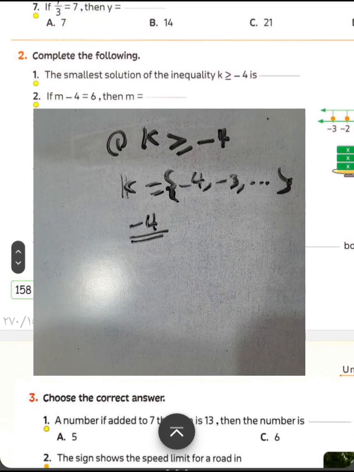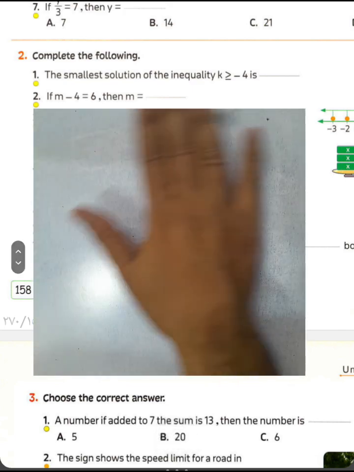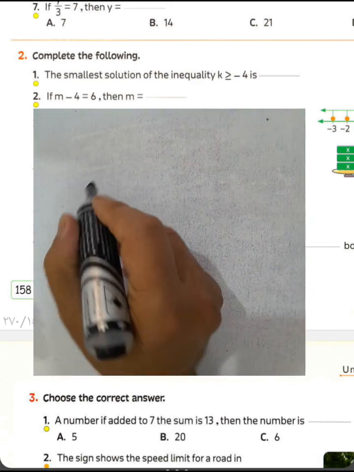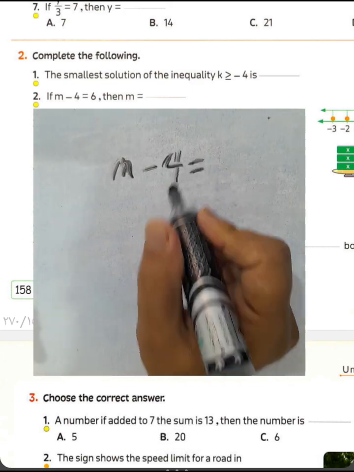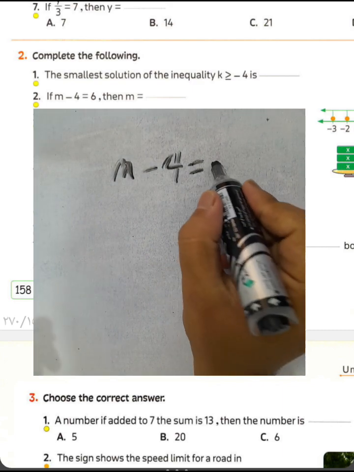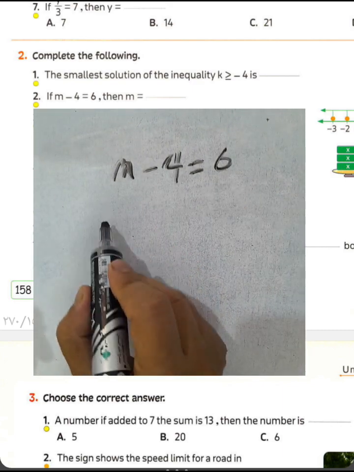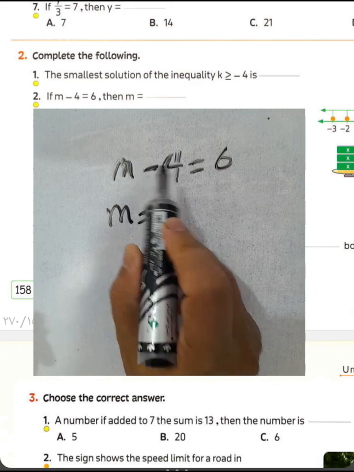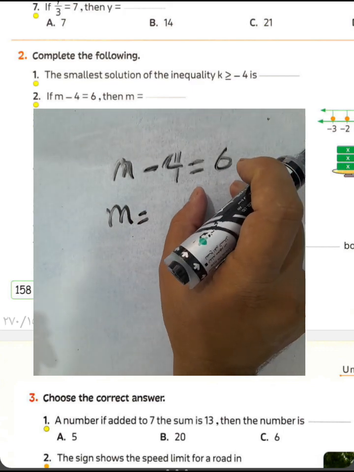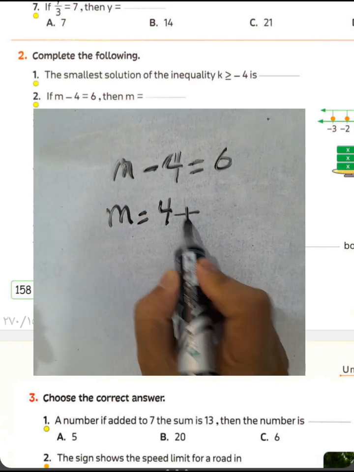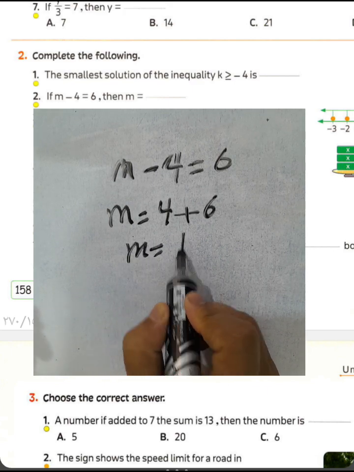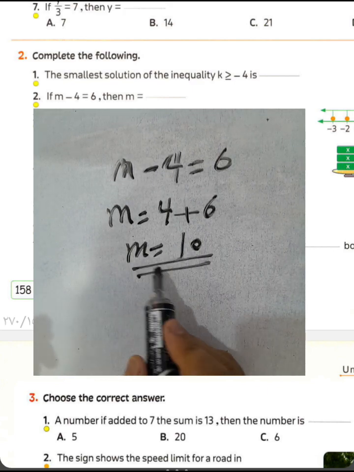Question number 2. If m minus 4 equals 6, then m equals what? m minus 4 equals 6. We want to find the minuend here. The minuend m equals the subtrahend plus the difference between the two numbers. Then m will be 4 plus 6, and then m will be equal to 10. 4 plus 6 equals 10.